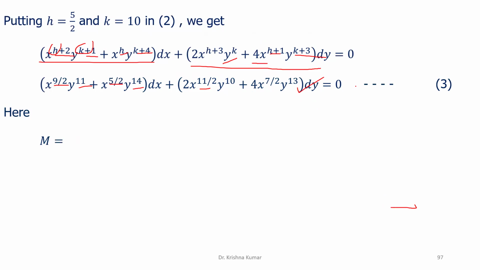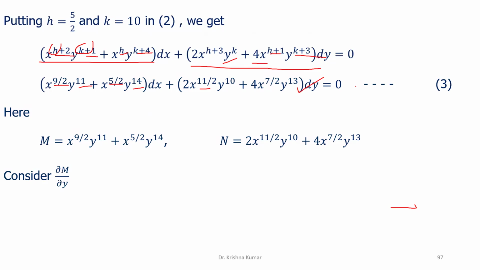Here M is equal to x to the power 9/2 y to the power 11 plus x to the power 5/2 y to the power 14, and N is equal to 2x to the power 11/2 y to the power 10 plus 4 times x to the power 7/2 y to the power 13. Now if we find ∂M/∂y, what is it? It is 11 y to the power 10 x to the power 9/2 plus 14 x to the power 5/2 y to the power 13. ∂N/∂x.